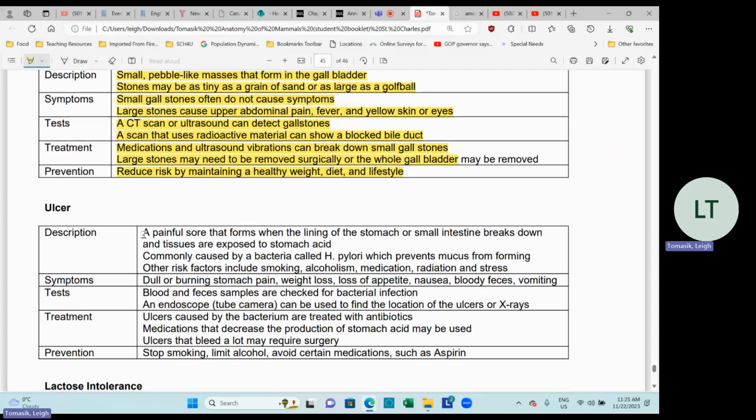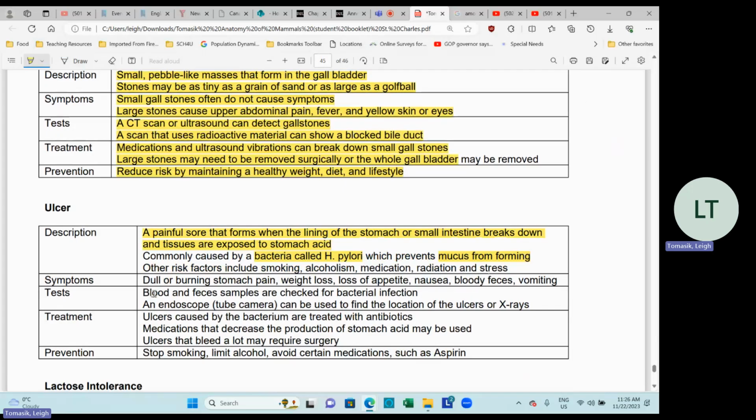Ulcers. Ulcers are a painful sore that forms when the lining of the stomach or small intestine breaks down and tissues are exposed to stomach acid. So we have this mucus that protects our stomach and maybe a little bit of our large intestine. And there is a bacteria called H. pylori, which interferes with our mucus lining. So if you have a lot of this bacteria in your stomach, it can prevent the mucus lining from forming correctly. And then the stomach acid will have direct access to your stomach cells.